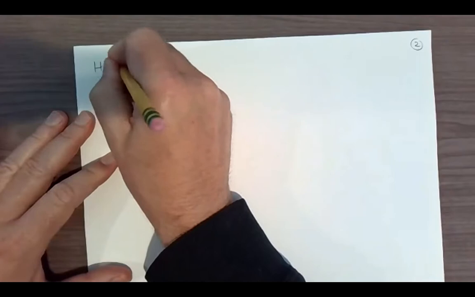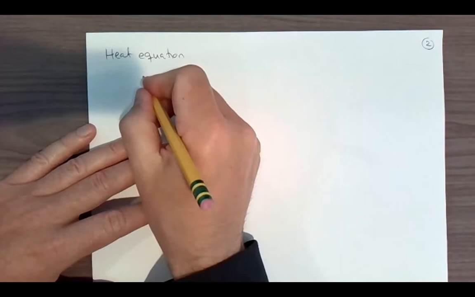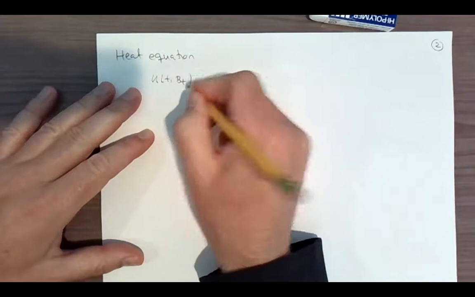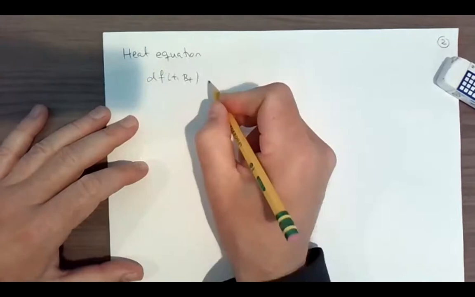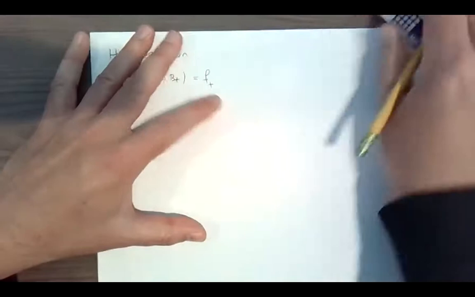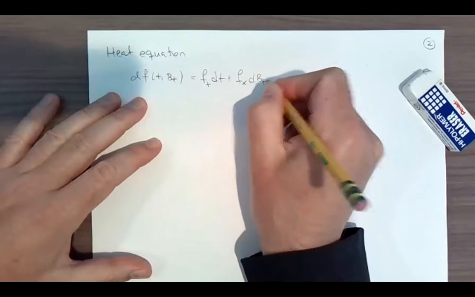Okay, so we're going to start out with the heat equation. All right, so remember how that goes. You take a function of t and B_t. Let me call it f. So f of t, B_t, and I'll change time in a minute. If I want this to be a martingale, I apply Ito's lemma, and I get f_t dt plus f_x dB plus 1/2 f_xx, and then the quadratic variation of B is going to be dt.